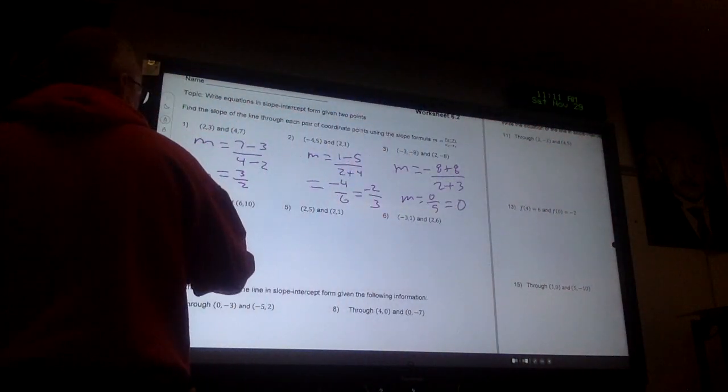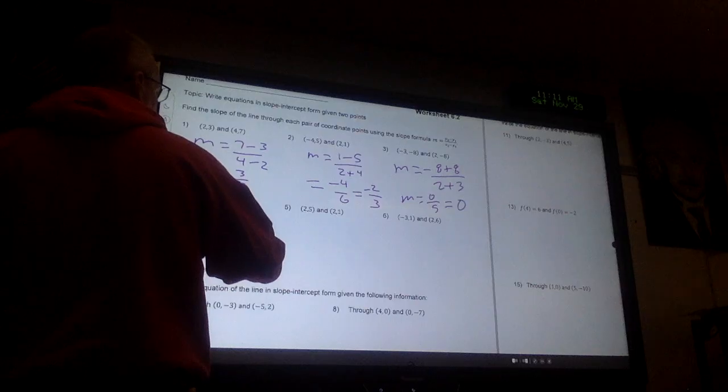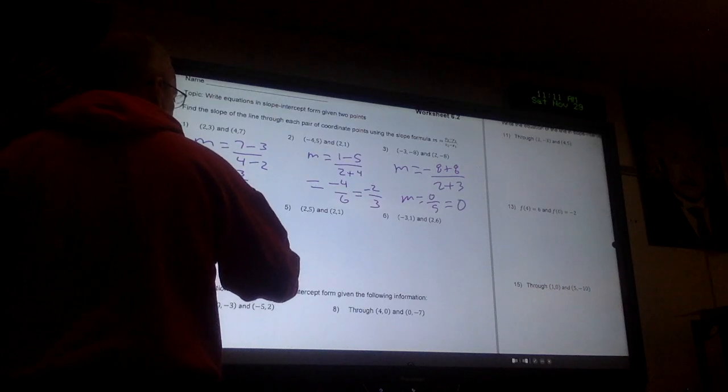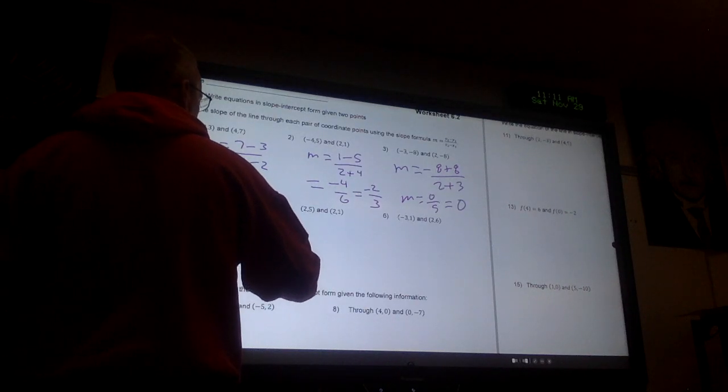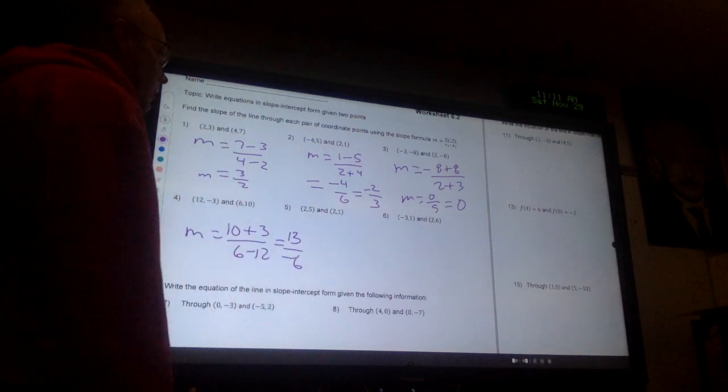Let's find the slope of this one. So I'm going to go 10 minus minus 3, so 10 plus 3, over 6 minus 12. That's going to give me 13 over negative 6, so that's my slope.